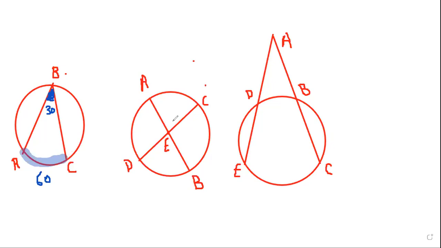Let's move to the next angle, this angle. E is not the center of the circle, then the two lines intersect inside the circle.